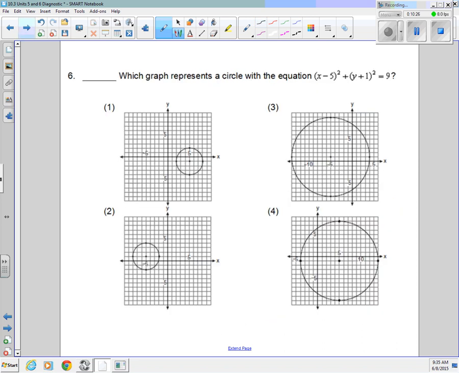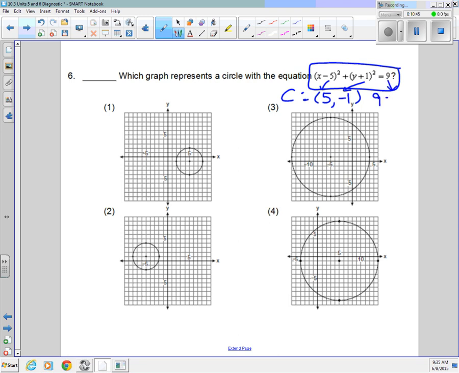All right, number 6. Which graph represents a circle with the equation x minus 5 squared plus y plus 1 squared equals 9? Things you have to know, the equation of a circle, it looks a lot like the Pythagorean theorem. The center is given by the numbers next to x and y, but those numbers are negated. So I have 5 and negative 1 for my center.